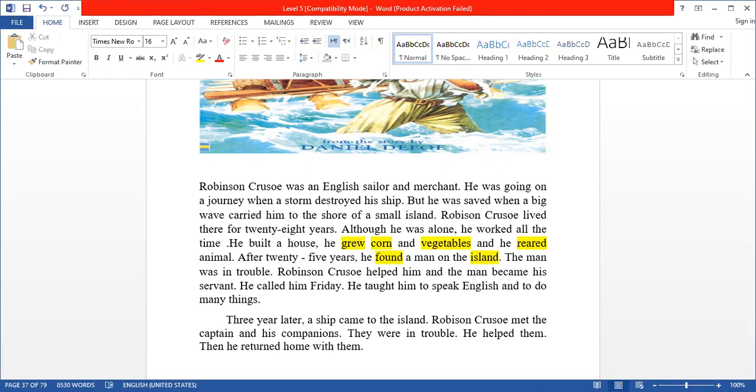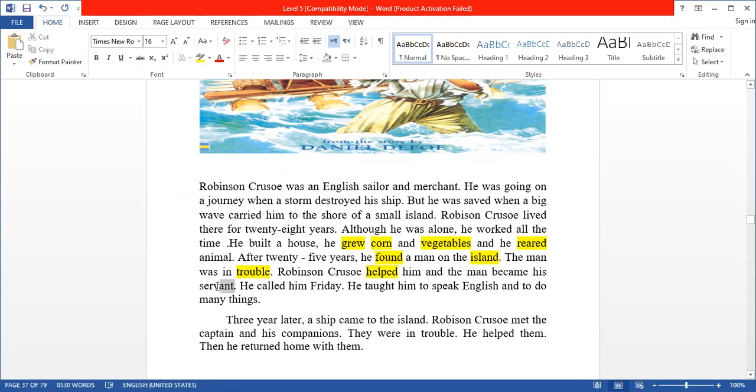The man was in trouble. Trouble here means what? A problem. Trouble here means problem. The man was in trouble or had trouble. Robinson Crusoe helped him. To help here means to assist, or assisted him. Yes, ساعده.